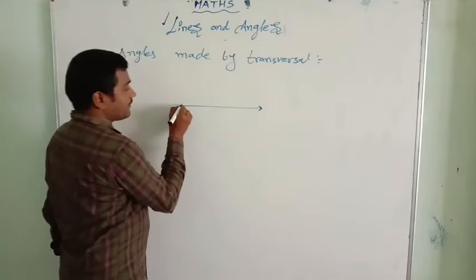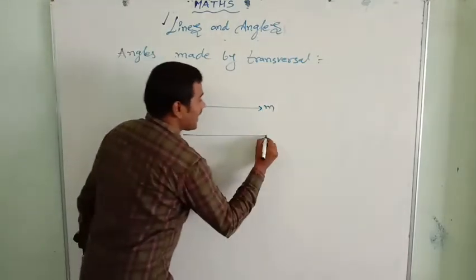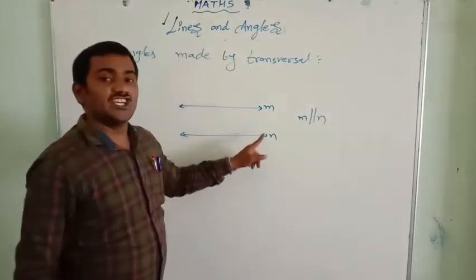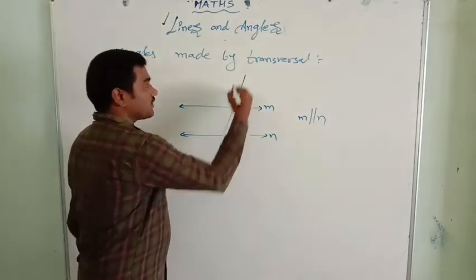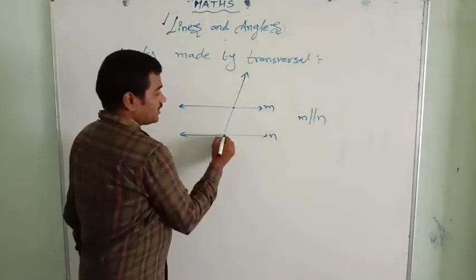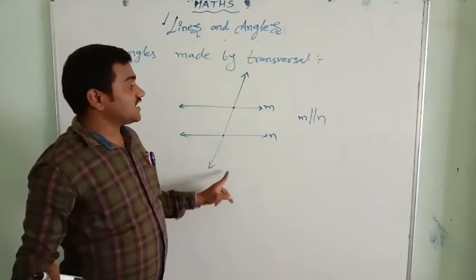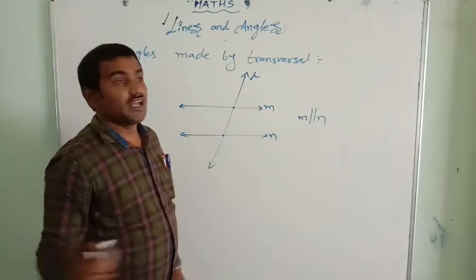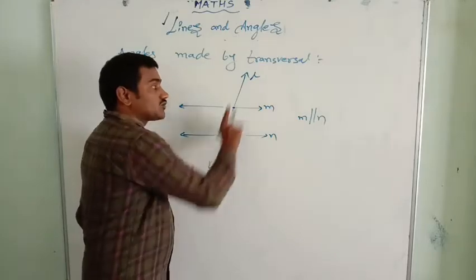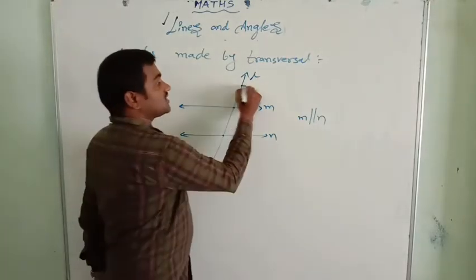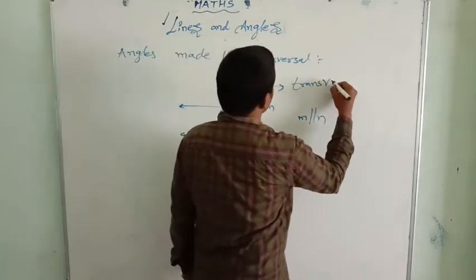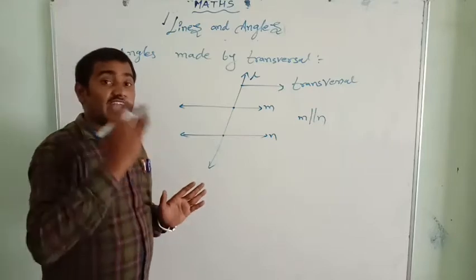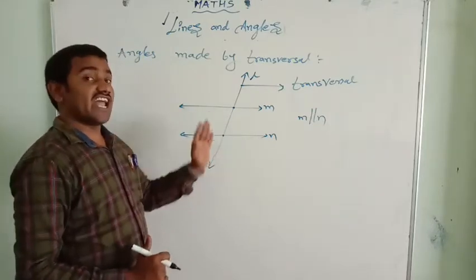If there is a line here, line M, and there is one more line here, N, M line is parallel to N. So, one line is intersecting these two parallel lines at two distinct points, two different points. Suppose L is a line intersecting these two parallel lines at two distinct points. This line is passing through these two parallel lines, and this line is known as a transversal.